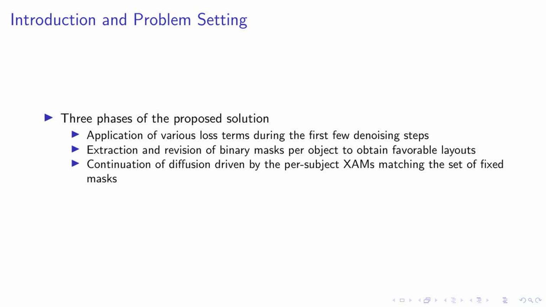Lastly, we continue the diffusion process, but with a twist. The process is now driven by the per-subject XAMs, matching the set of fixed masks we've previously generated. This comprehensive approach addresses multi-subject generation across all diffusion steps, subjects, and spatial locations. It's a significant step forward in improving the quality and accuracy of image generation from text prompts.